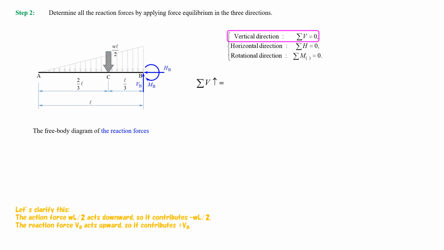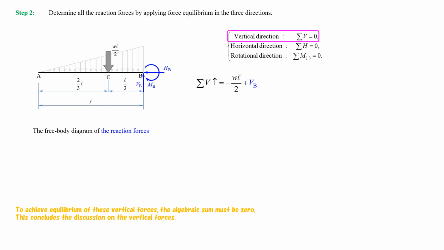Let's clarify this. The action force, W multiplied by L, divided by 2, acts downward, so it contributes minus W multiplied by L, divided by 2. The reaction force VB acts upward, so it contributes plus VB. To achieve equilibrium of these vertical forces, the algebraic sum must be 0. This concludes the discussion on the vertical forces.